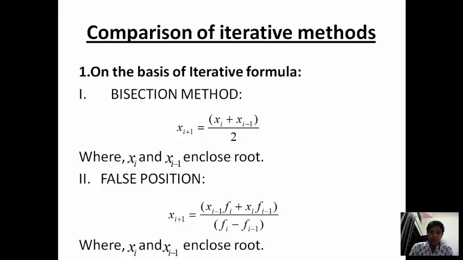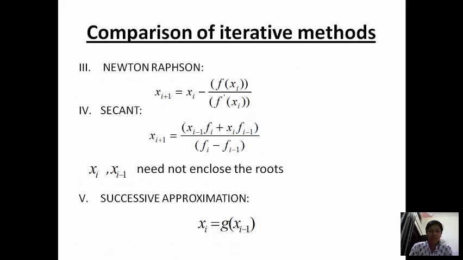So in the method of false position we are having x of i plus 1 is equal to (xi minus 1 fi plus xi into f of i minus 1) upon (fi minus f of i plus 1), where xi and x of i minus 1 encloses the roots. Here xi and xi minus 1 are the 2 points which encloses the roots.